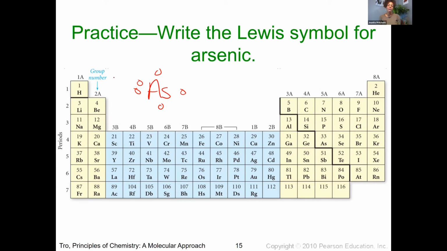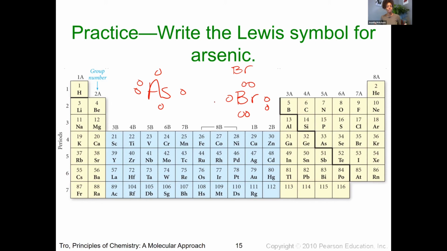All right. Let's pick another one. If you were to do bromine, well, bromine is in group 7, so we'd want to show 7 electrons. So again, you can just go around and make your pairs.